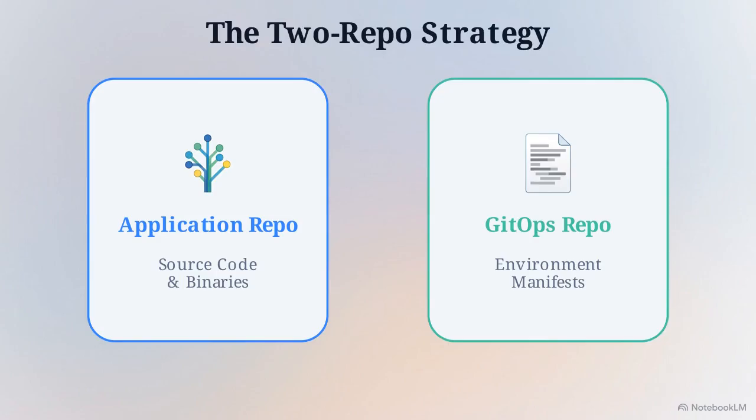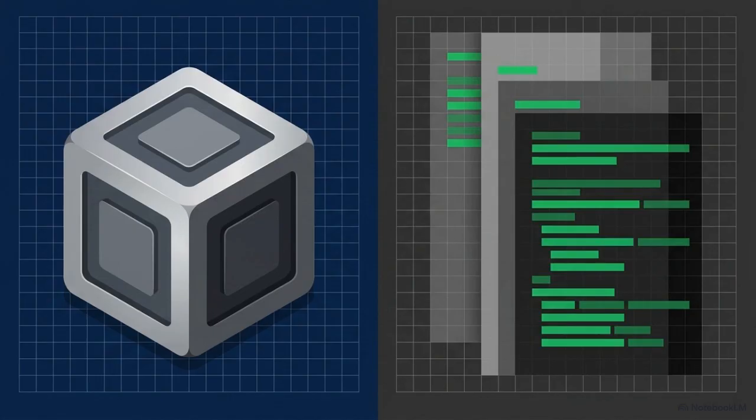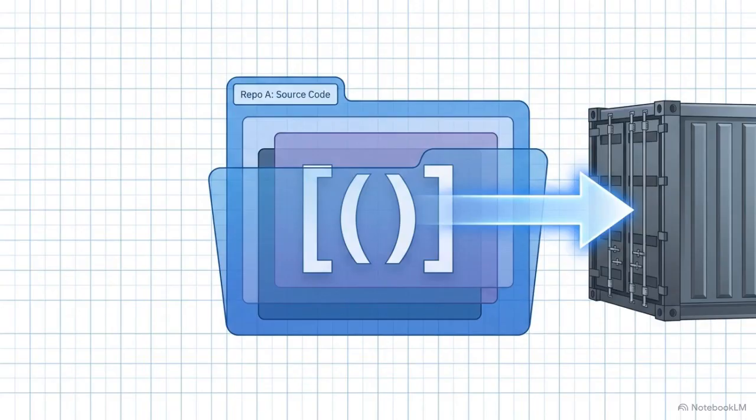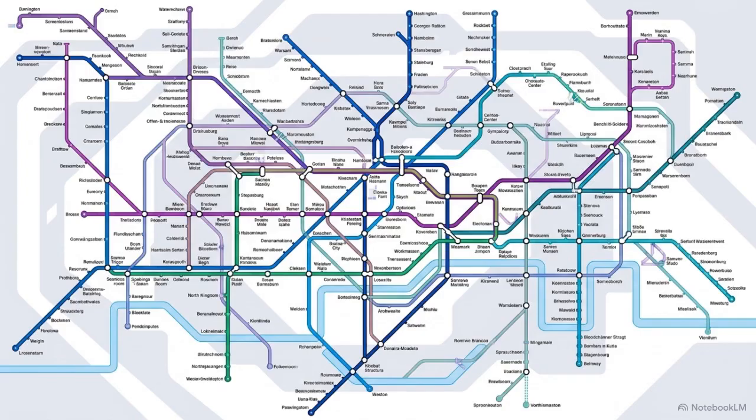To escape this trap, you have to split your architecture. You must separate your compiled binary artifacts from your text-based deployment configurations. First, you have the application repository. This holds your source code and builds the unchangeable application packages. Developers can use as many branches as they want here to write and test their code.